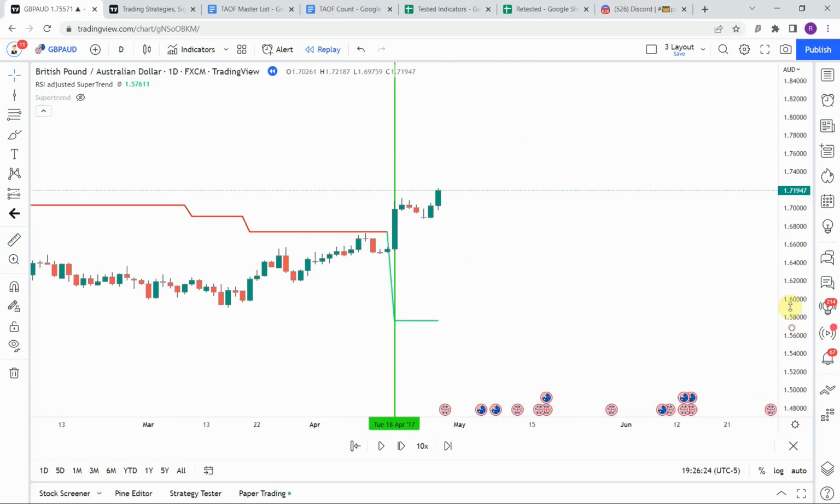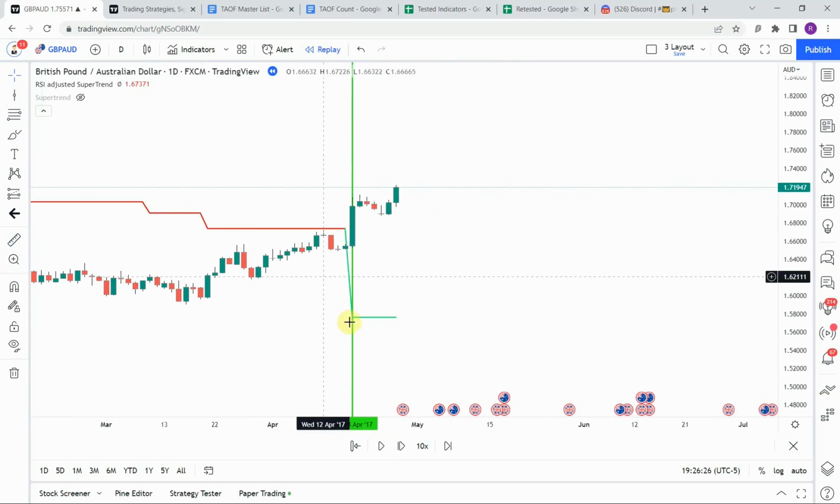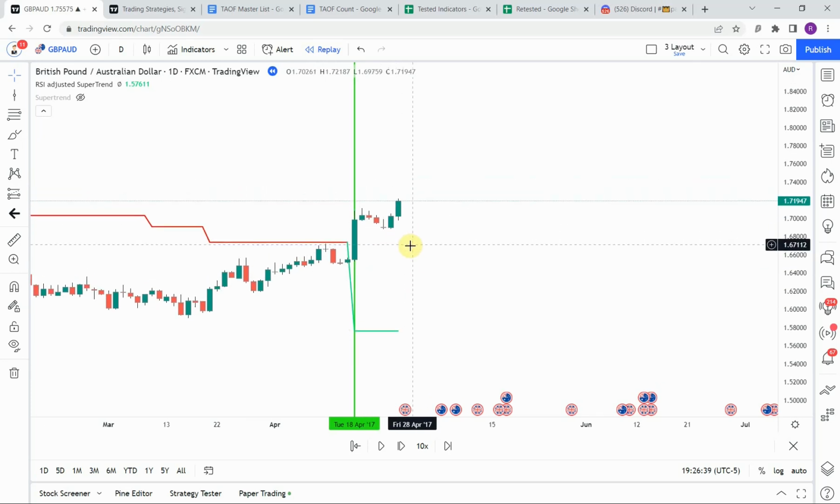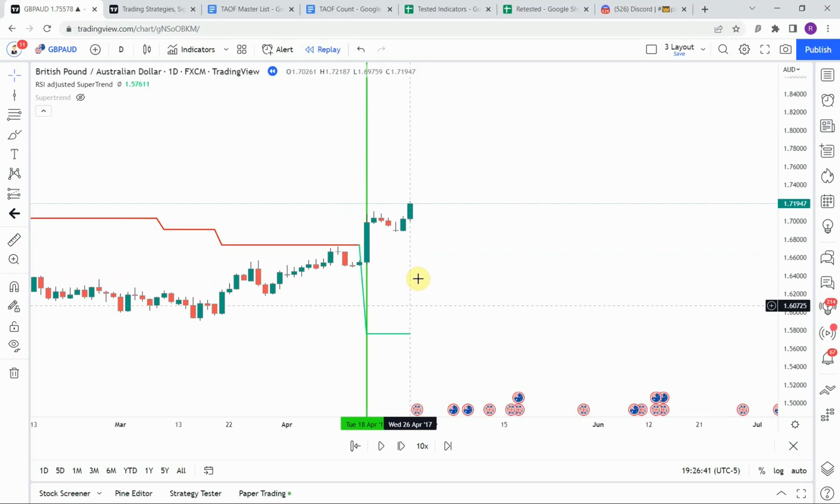All right, so we pick up a long signal here on this one. We get that switch where the line jumps to the downside, goes into the green colored position, get some consolidation, a little bit of a pullback, and then a nice jump to the upside there, which does come up and get us to our take profit. Let's go ahead and continue on.